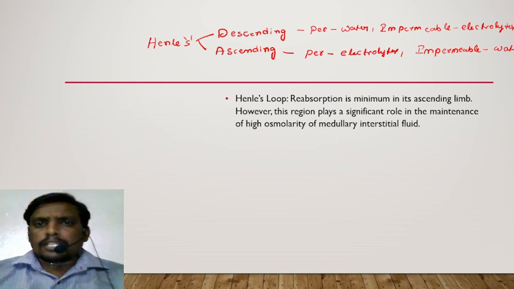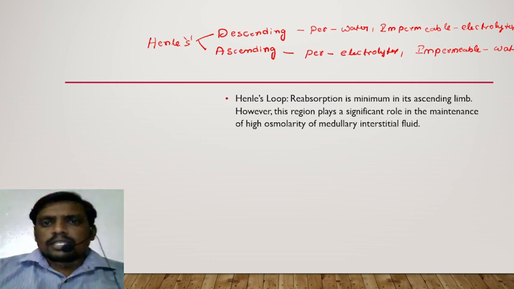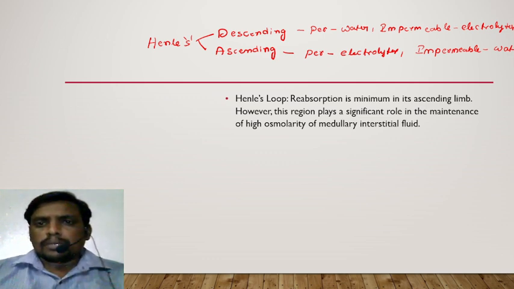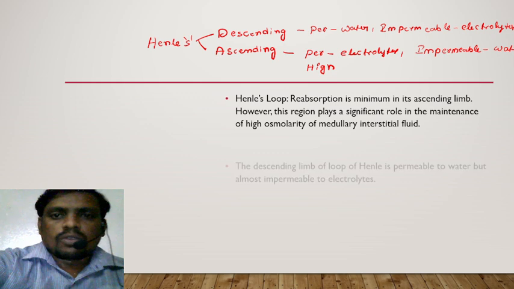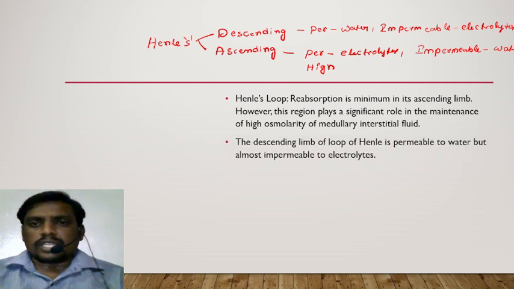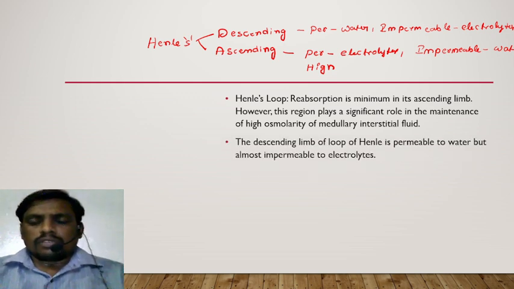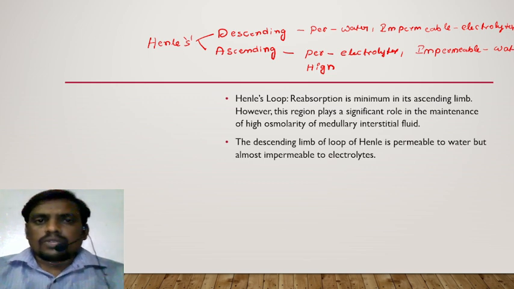Henle's loop helps in reabsorption. It is minimum in its ascending limb. However, in the ascending limb, reabsorption is very minimum. This region plays a significant role in the maintenance of high osmolarity of medullary interstitial fluid. What is medullary interstitial fluid? About this we are going to learn in the counter current mechanism.